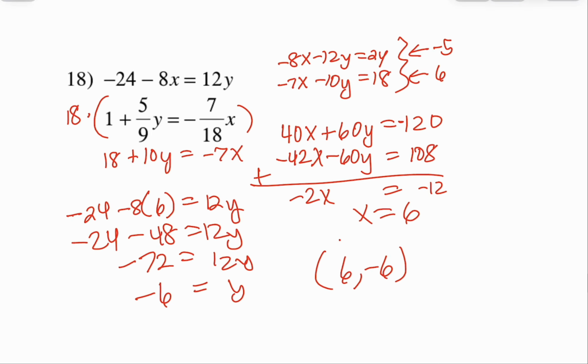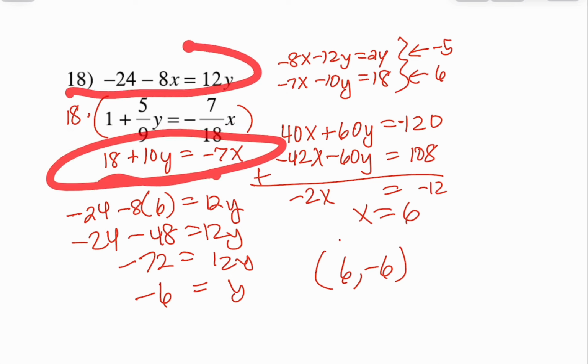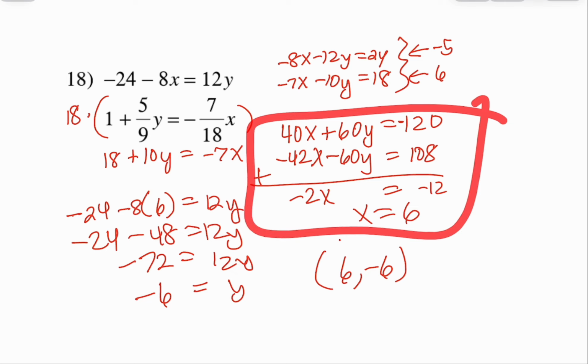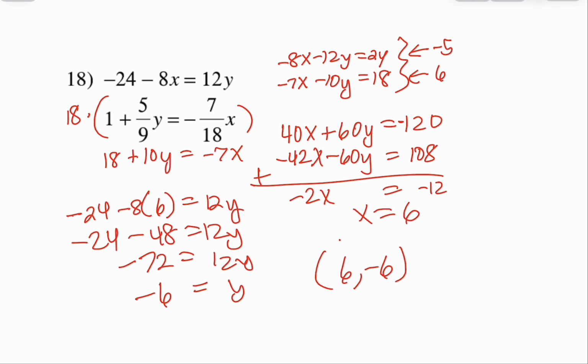So even though we had fractions to start with, multiply through by the common denominator, make it a nicer equation, get those two equations in x, y equals a number order, and then eliminate. So that is the 4.1 notes all done.